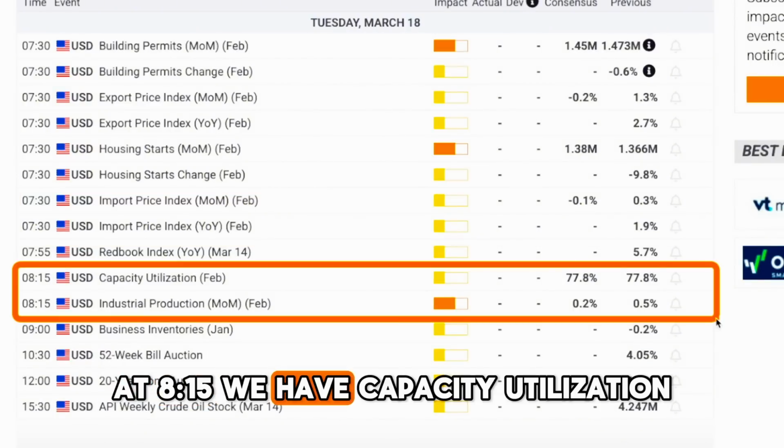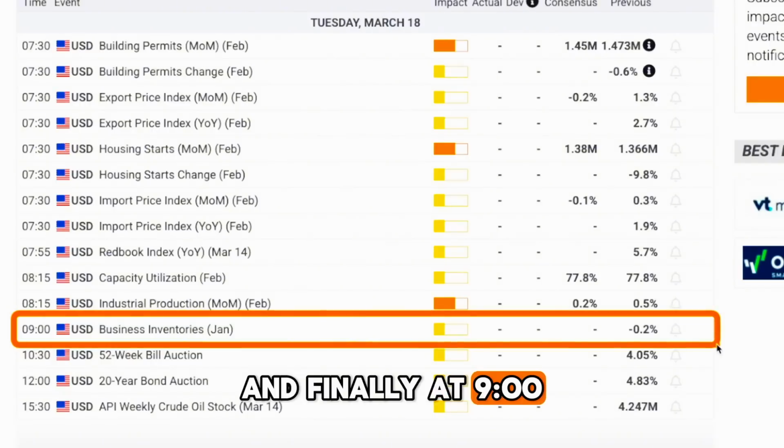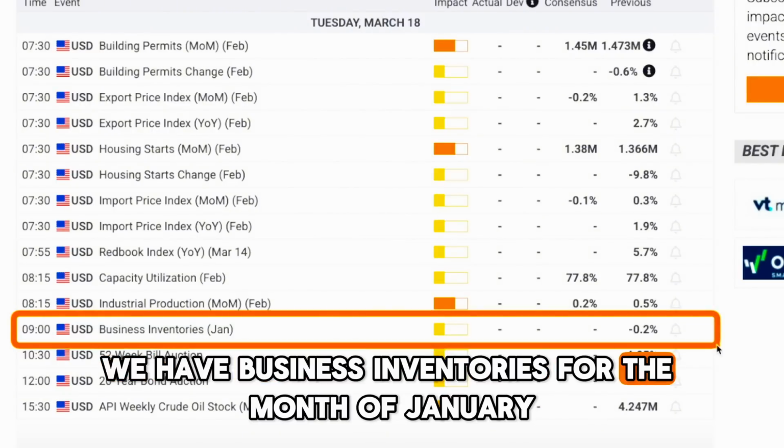At 8:15, we have capacity utilization and industrial production for the month of February. And finally, at 9 o'clock, we have business inventories for the month of January.